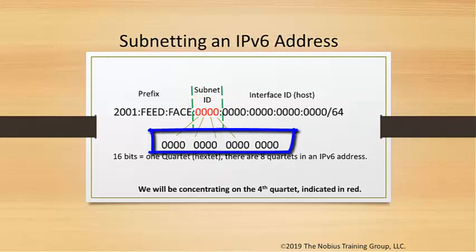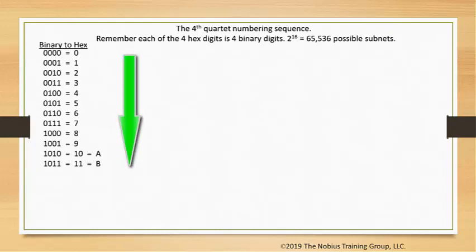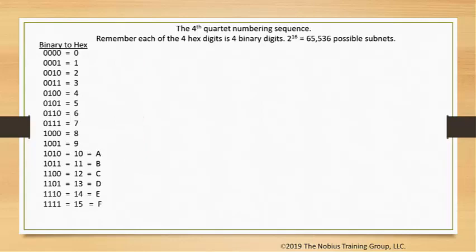That breaks down to 16 binary digits. We now start the fourth quartet numbering sequence. Remember that each of the 4 hexadecimal digits is 4 binary digits, giving us a total of 16. So 2 to the 16th power equals 65,536 possible subnets just with that one hextet, or as Cisco calls it, quartet. Our binary to hexadecimal conversion chart is on the left. All zeros equals 0, the first one turned on, 1, all the way down through 15. And notice that 10 through 15 are represented by A through F.